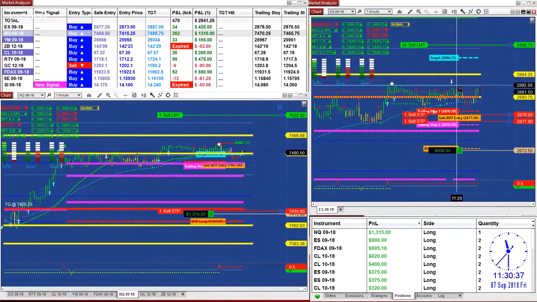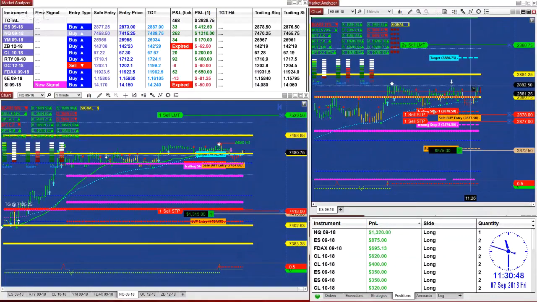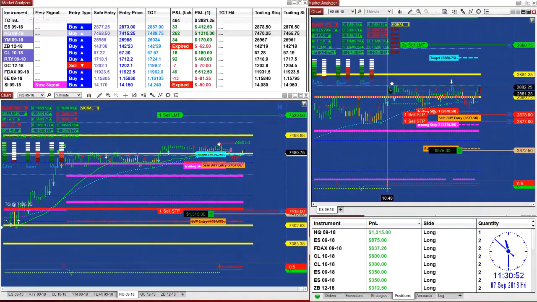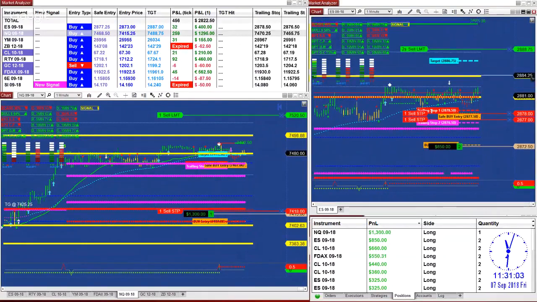We are stuck on the 8250 on the ES. And look how many times the 8250 is struggling. It's been since 10:48. The ES has not been able to break the 8250. So this is really a problem at the moment with the ES.